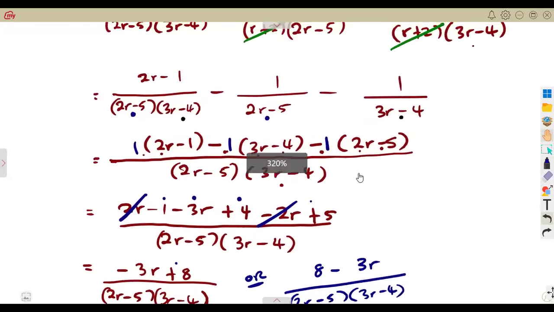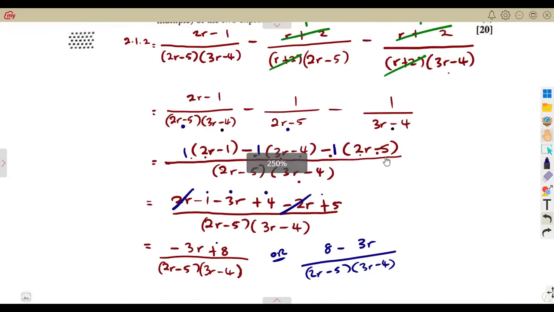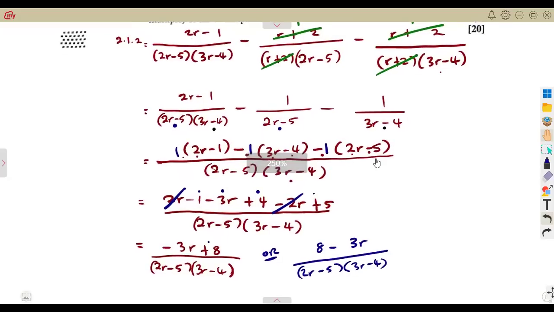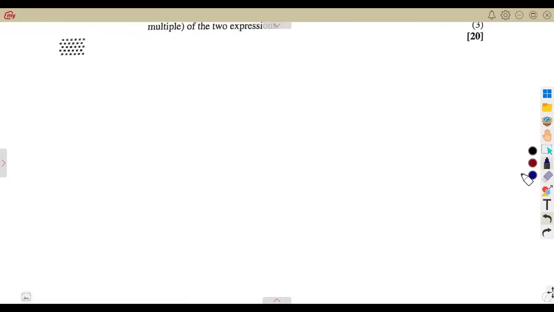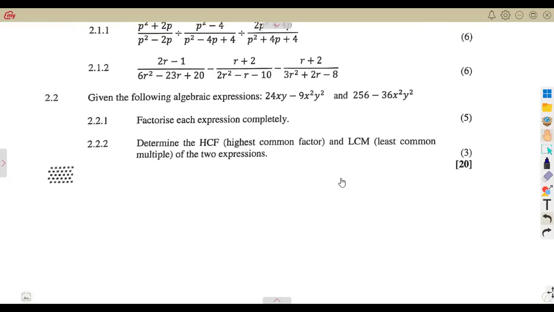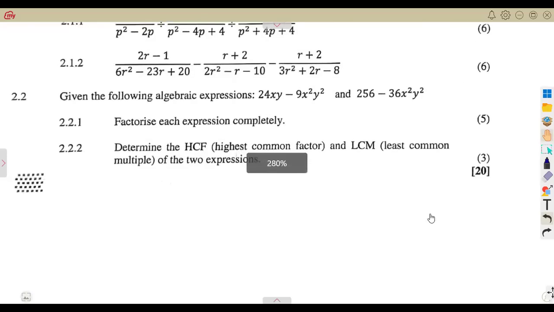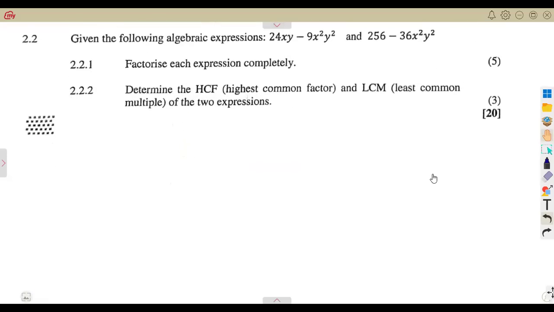So this is what we had. And as I said, you were supposed to just factorize, then simplify from there. You would obtain that. 2.2, given the following algebraic expressions, these two expressions. 2.2.1, factorize each expression completely.